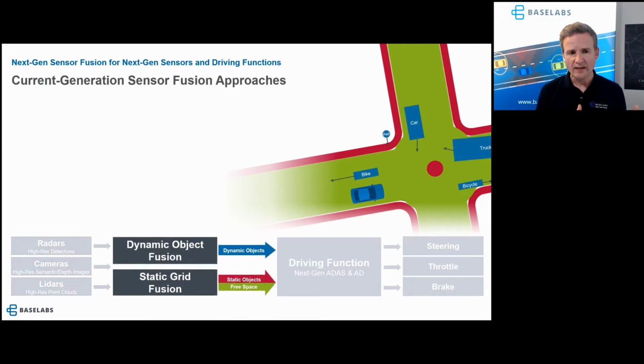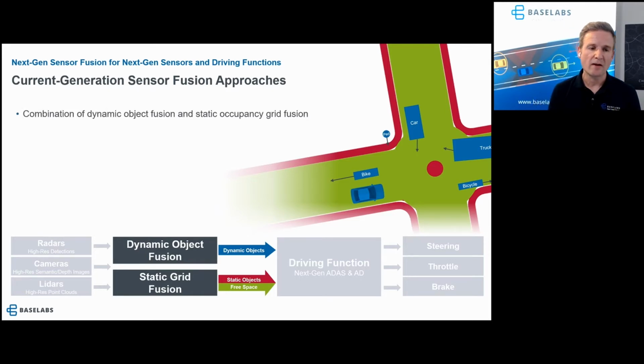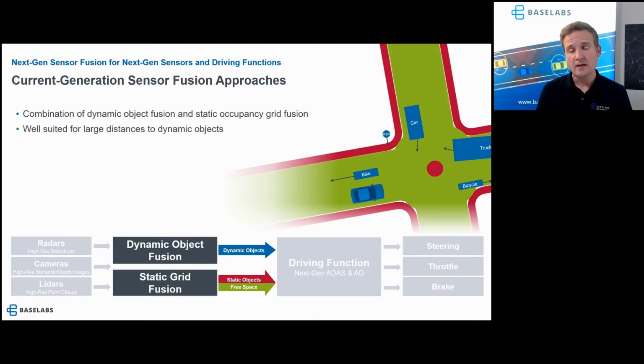So how was that solved in the past and with current sensor fusion approaches? What we often see in the market is a combination of dynamic object fusion on the one side and a so-called static occupancy grid fusion on the other side. And this approach has some advantages, like it is well suited for higher distances, or for objects that are in larger distances. It's also well suited for highly structured environments where you know lots of things in advance.